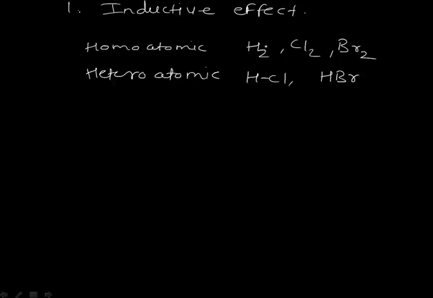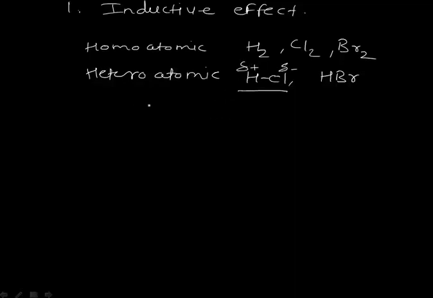When you have homoatomic molecules, there is no electronegativity difference because both are similar atoms. But when you have heteroatomic molecules, we have a difference in their electronegativity. If you look at the HCl molecule, the Cl atom is electronegative and hydrogen is electropositive. Therefore the electronegative atom tries to acquire partial negative charge and the electropositive atom acquires partial positive charge. So we have delta negative charge on Cl, delta positive charge on hydrogen.